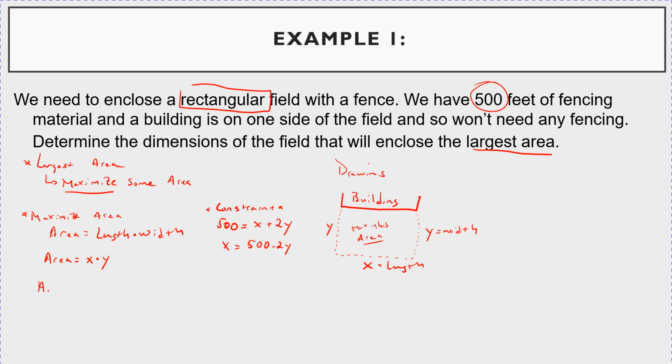So then our area formula becomes, I'm going to replace the x with this. Our area becomes a function of a single variable y. You can change these x and y's if you want, it doesn't really matter. I'm going to distribute, so this is 500y minus 2y squared. Now I want to maximize this function. I'm going to go to the next slide to do this.